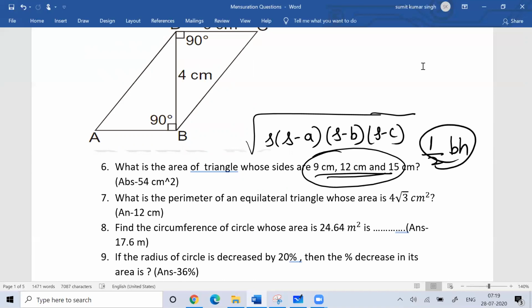So if you use the property of right angle triangle, half into base into height area formula, you can get the answer very easily. Question number seven, they ask you a perimeter whose area is given. So you know that area of equilateral triangle is root 3 by 4 a square. And once you get the value of a, you can get the perimeter. Circumference of circle is 2 pi r, all that formula.